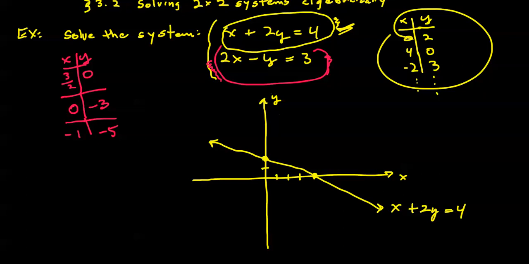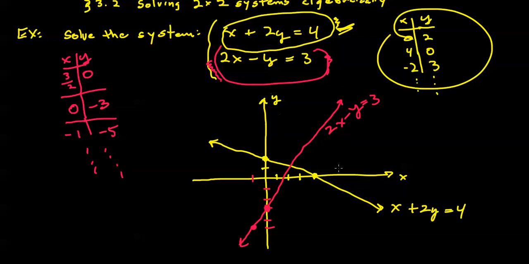Let me fix on this pink table now. If x is 0, y is minus 3. Puts me there. And if x is minus 1, y is minus 5. Puts me there. Alright, so I can graph this line. Again, doing the best I can freehand, doesn't look too bad. And I'm going to label this second line 2x minus y equals 3.